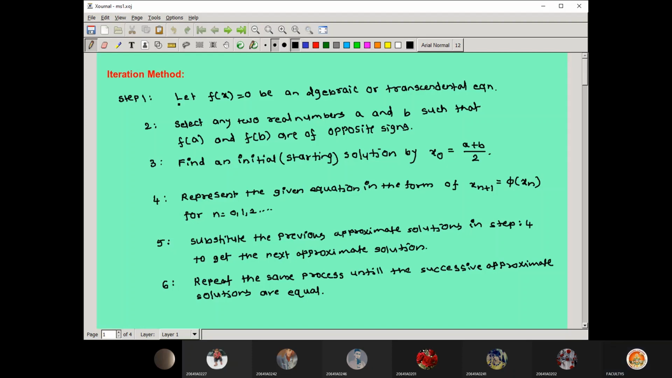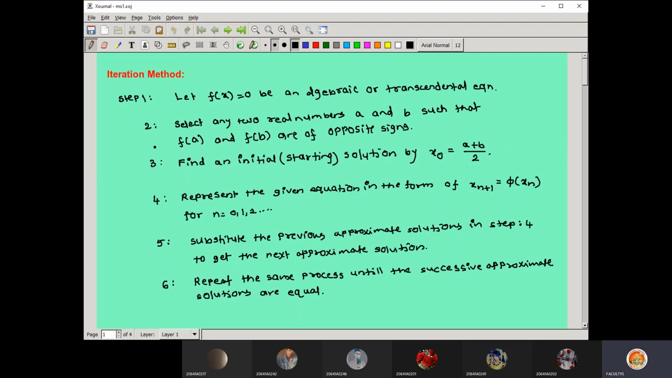Iteration method. Step number 1. Let f of x equal to 0 be an algebraic or a transcendental equation. Whatever equation they have given, it is denoted by f of x.